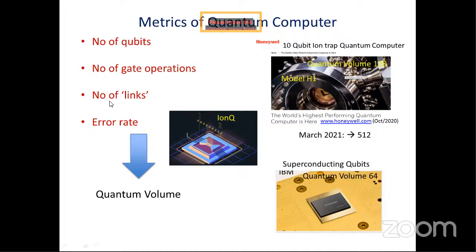Then, how many links do you have? If I have a string of qubits, say 10 qubits, how is each of these qubits connected to the rest of the qubits? How many qubits is it connected to? These are called the links.